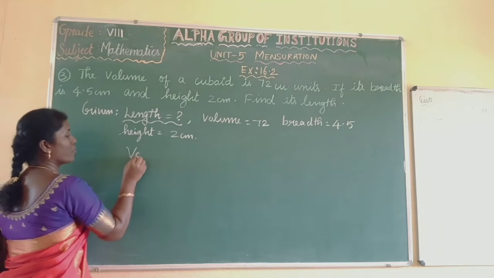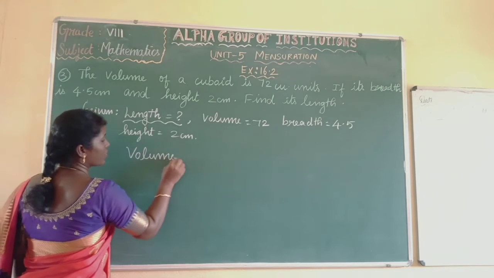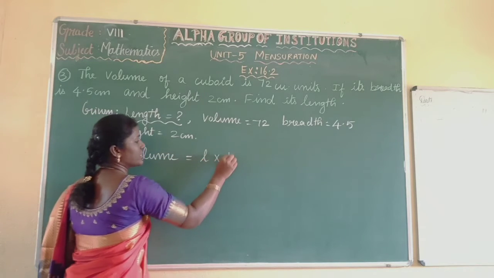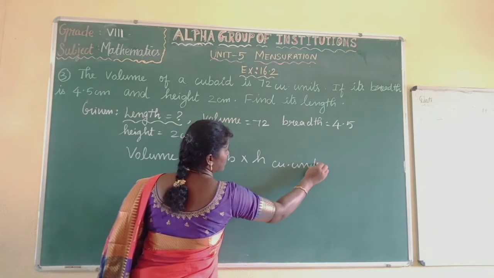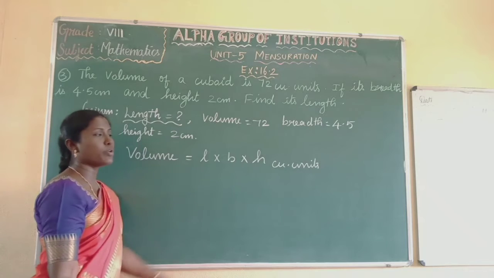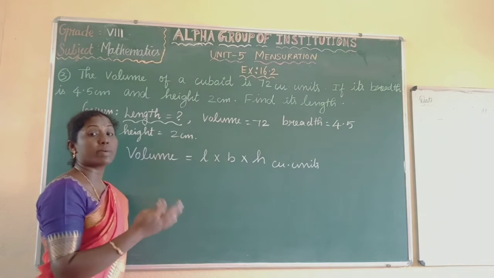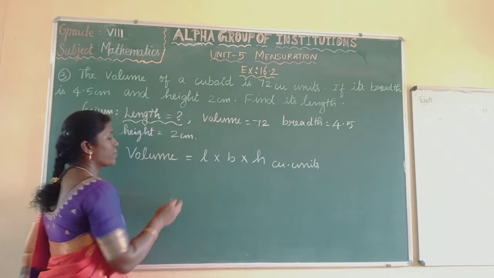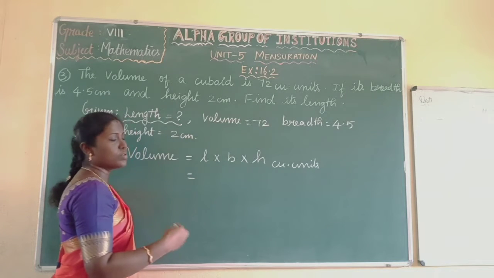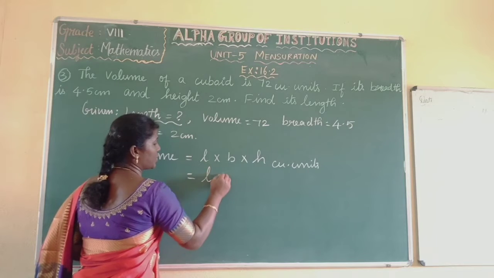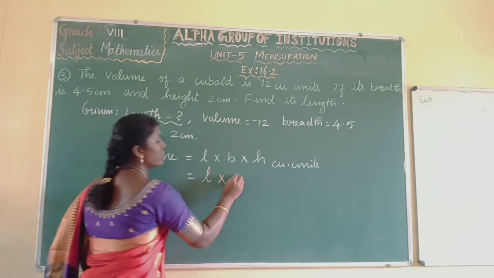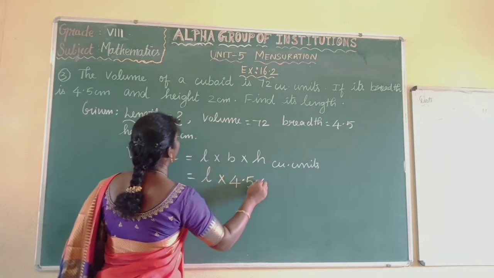First write the formula of the cuboid. Volume of cuboid is equal to length into breadth into height cubic units. Whenever you are finding the volume, you should use cubic units, because we are multiplying the measure three times. So what is the length? We don't know, so keep length as it is. Length into, what is the value of breadth given here? 4.5 and the height is 2.